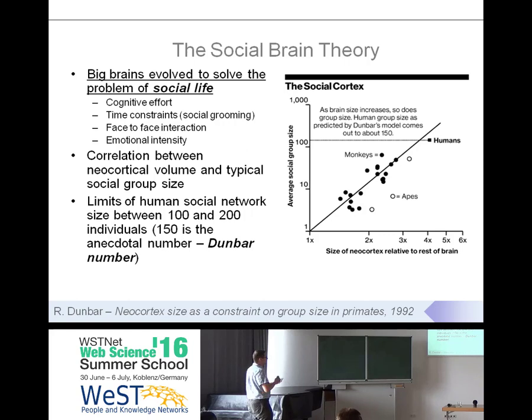Dunbar also suggested that there are limits to the number of meaningful relations that you can maintain. This limit is somewhere between 100 and 200 individuals, and 150 is this anecdotal number, often referred to as the Dunbar number, which states that 150 people is the amount of people that humans are, on average, able to keep meaningful relationships with.